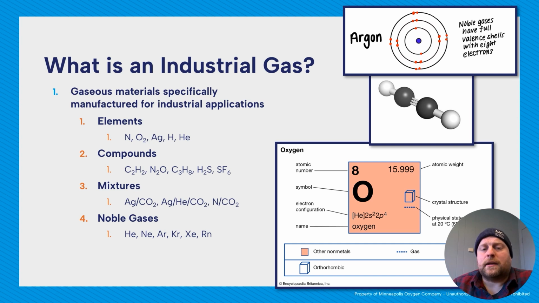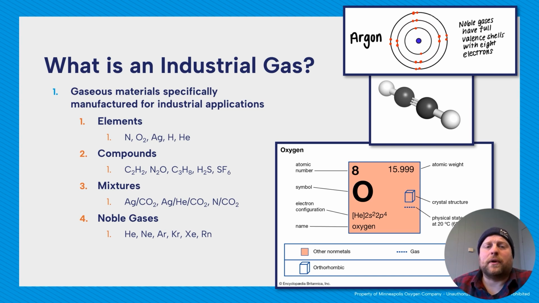Next one, argon, helium, CO2, very often called trimix out there, used a lot for stainless steel with MIG welding. And then finally, nitrogen and CO2 mix, another one that's out there in the world.